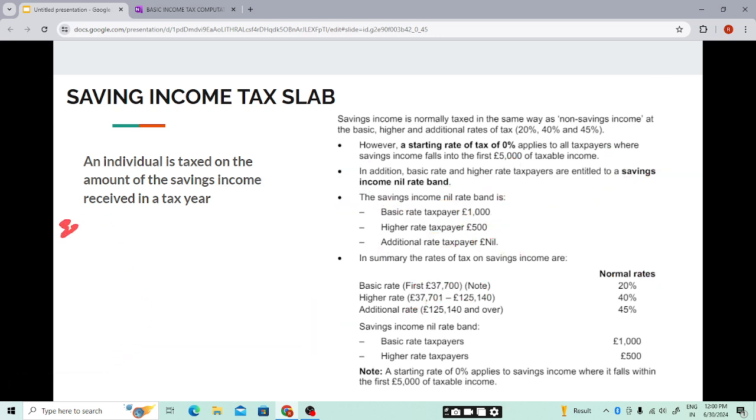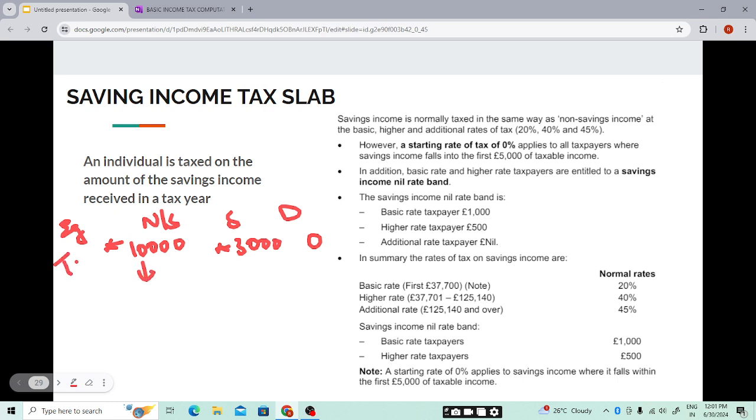Let's take an example: non-saving income, saving income and dividend income. Example: 10,000, 3,000 and 0. So non-saving income, this is your taxable income. Your total will be £13,000, correct? This will be taxed at 20%. So it will be £2,000 your tax.